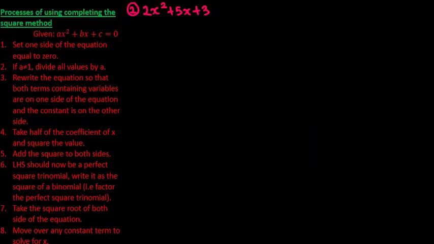We move to question number 2. It says 2x squared plus 5x plus 3. Now let's start with the first rule. Set one side of the equation equal to 0. So this is it, equal to 0.